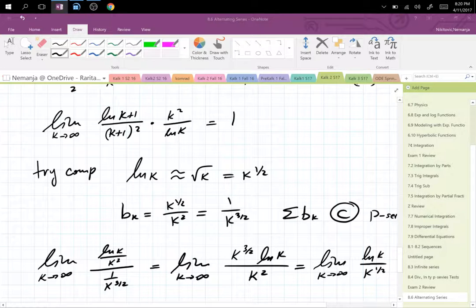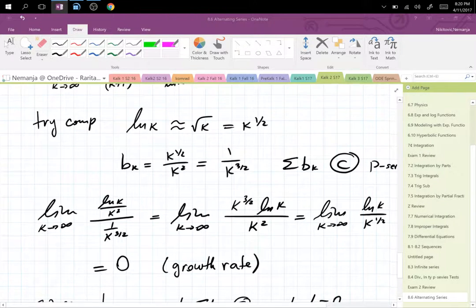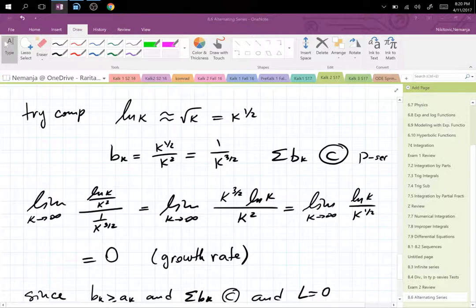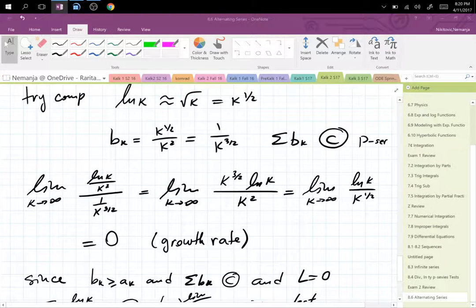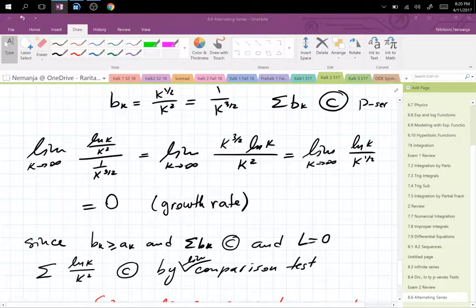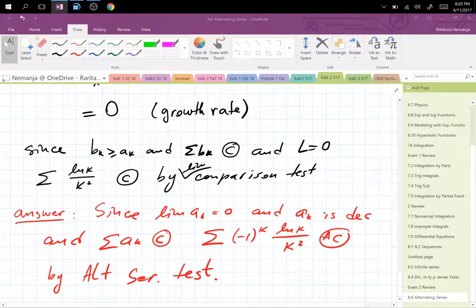Now when you try this, we know that the b_k that you picked is convergent by the p-series because the exponent is larger than 1. Crank the limit, we get growth rate of functions again, we get 0, and we establish that we have convergence on that part. So this is the entire problem from the previous section 8.5 on comparison, done as a part of the alternating series.